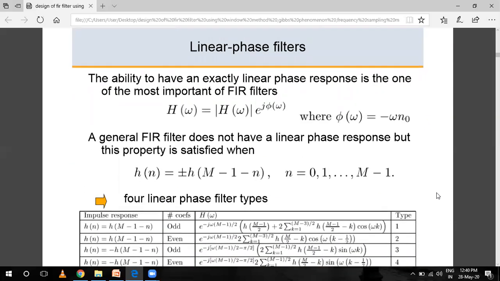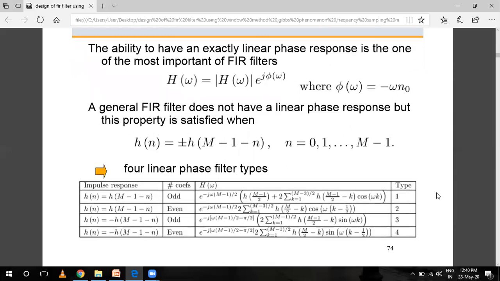What do you mean by linear phase filters? The ability to have an exactly linear phase response is one of the most important properties of an FIR filter, having a transfer function H(ω) equals the magnitude of H(ω) times e raised to the power jφ(ω), where φ(ω) is minus ω n0. A general FIR filter does not have a linear phase response, but this property is satisfied when hn equals plus or minus h(M minus 1 minus n). This is the important formula.